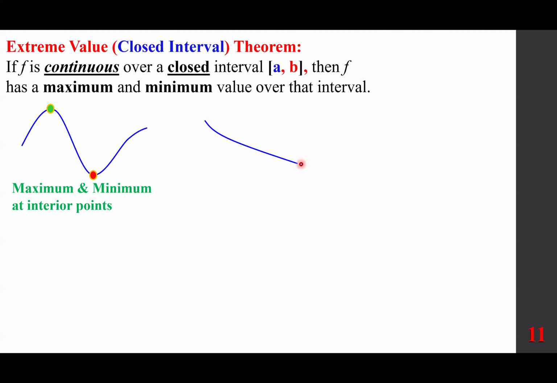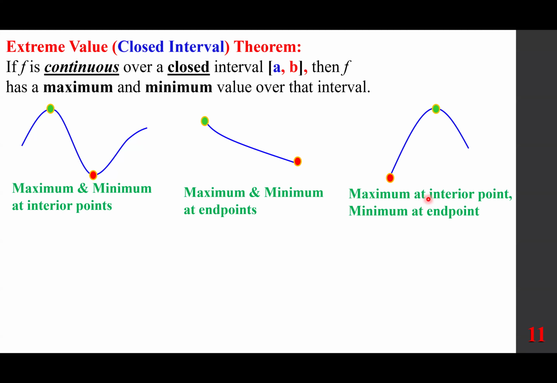Absolute max, absolute min. Maximum and minimum at endpoints, both of them. Endpoints. Absolute max, absolute min. Maximum at interior point, minimum at endpoint. By the way, absolute max, absolute min, this is also local max, local min. Absolute max, also local max. These three, the endpoints are just absolute.